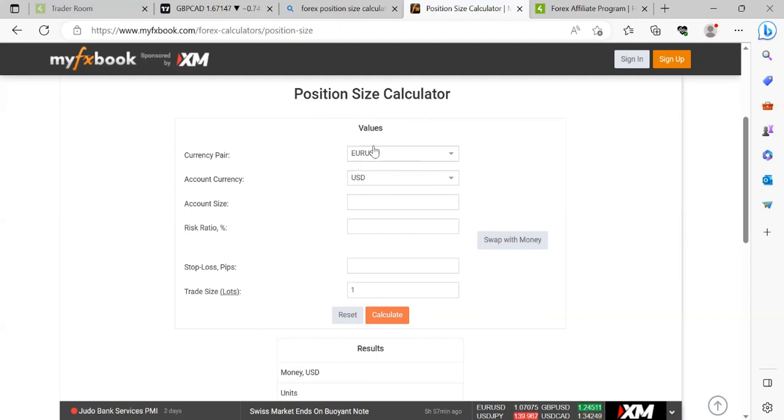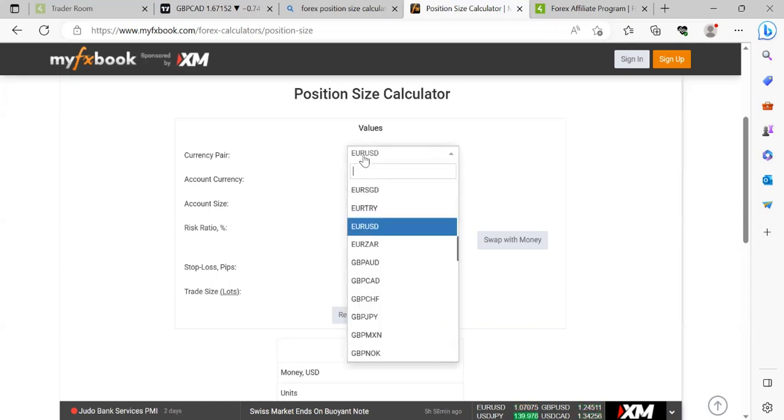Now let's assume you have done your analysis, you are through with it, and you want to trade EUR/USD, whether it's going to buy or sell. We are not concerned with that. What concerns you is how much you are going to risk. Which currency do you want to trade? EUR/USD, let's leave it on EUR/USD. Any currency you want to trade, just type it here, or search in this box.